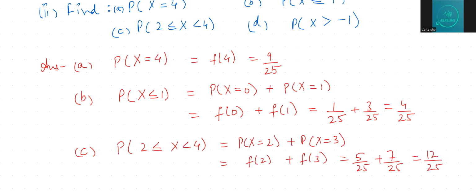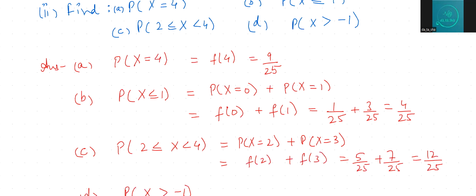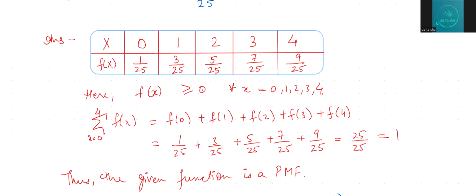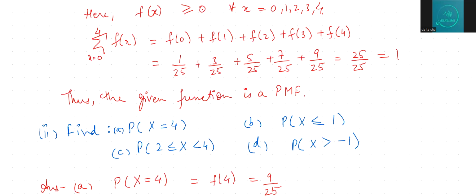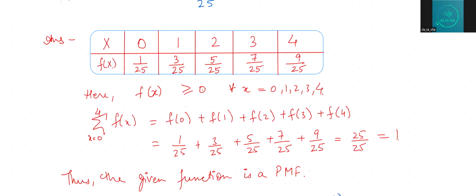Lastly, we have P of X greater than minus 1. Now in the table, you will see that the capital X values are 0, 1, 2, 3, and 4. So we don't have any negative values here. But understand here they are asking us capital X greater than minus 1. So as you can see, all of these values are greater than minus 1.